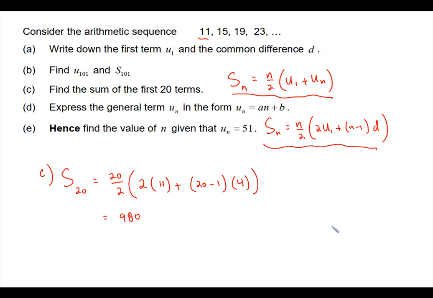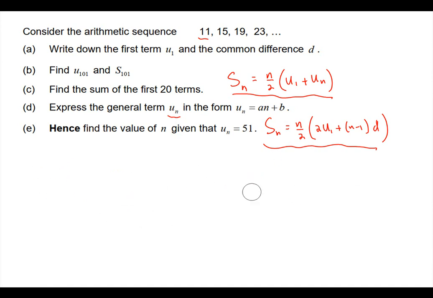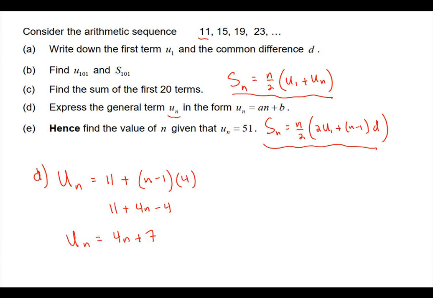Alright, so let's take a look at D. So D, we need to find the general term formula, right? And they want us to express it in this form. Okay? Let me get some space real quick. So D, the general term formula, u sub n, is equal to the first term, which we know is 11, plus n minus 1 times d, which we know is 4. So typically you want to simplify this, so you want to distribute that 4. We get 4n minus 4, right? So we would get 4n plus 7. This would be the general term formula in the form that they want right there.